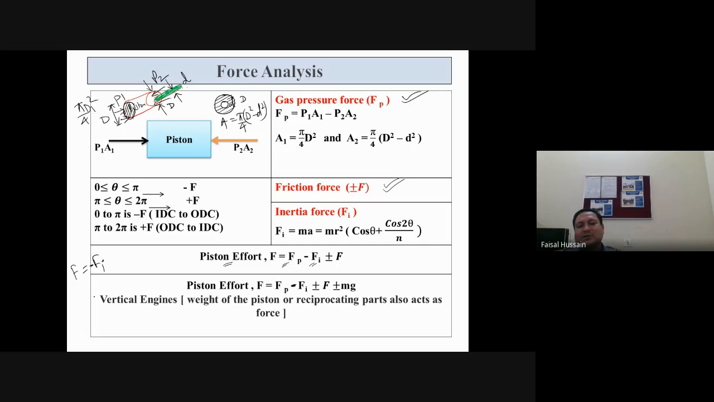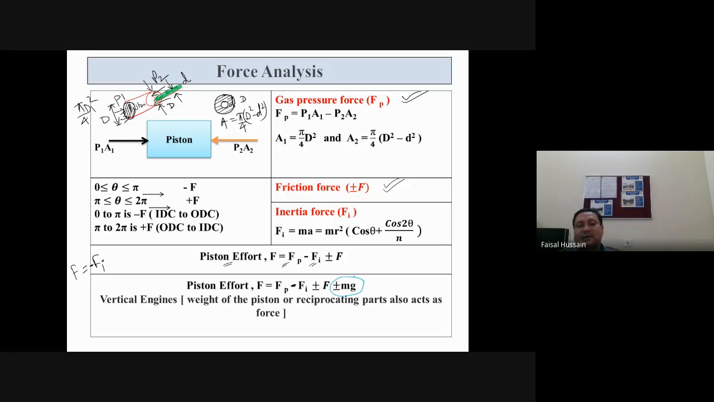And the third one is your piston effort. So when we consider all three, we will get the piston effort. Now see here, piston effort is Fp minus Fi inertia force plus minus F plus minus mg, plus minus mg.